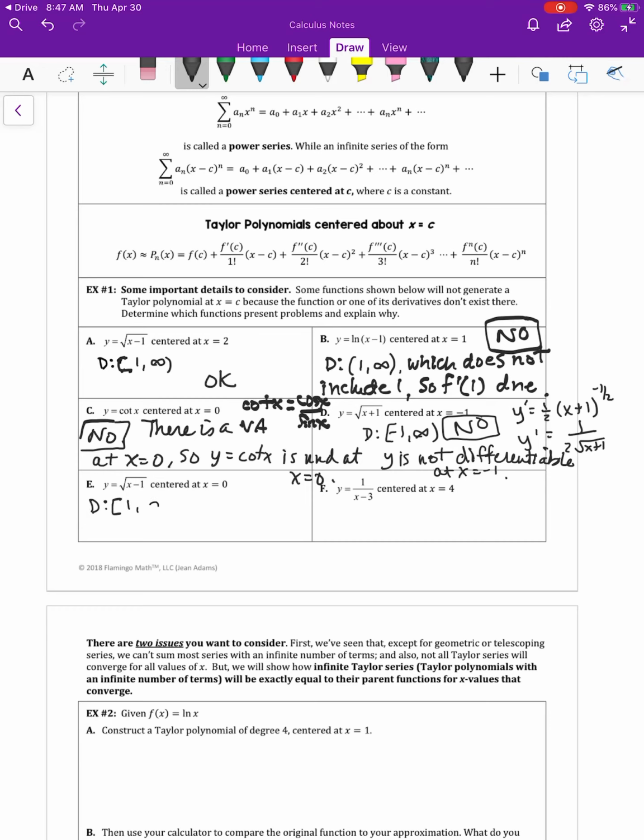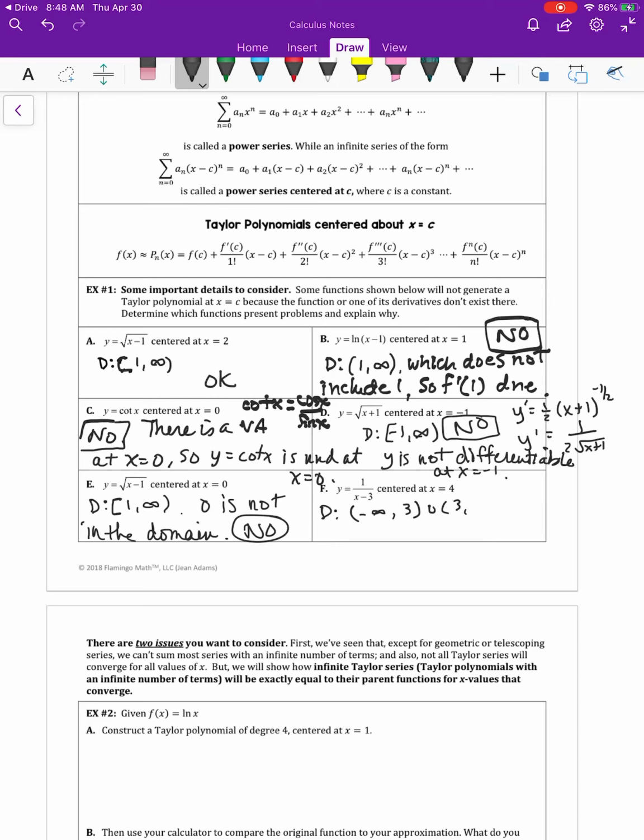Okay, so letter E, y equals the square root of x minus 1. So our domain is going to be 1 to infinity. 0 is not in the domain. So no.